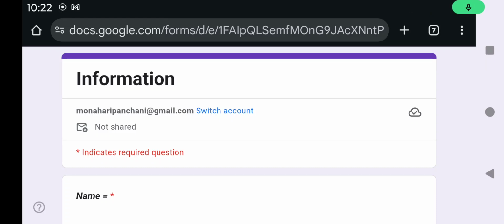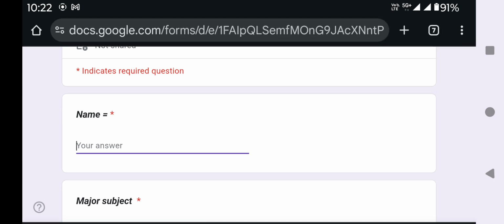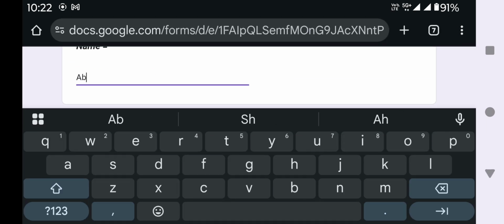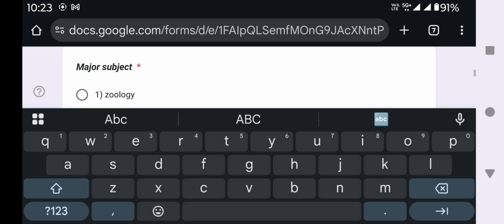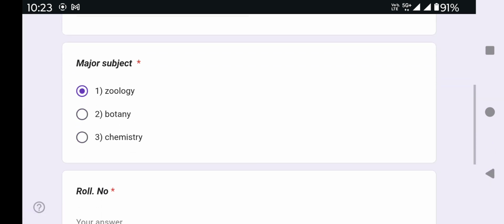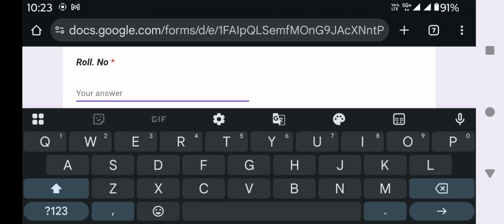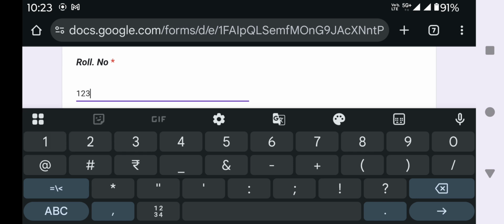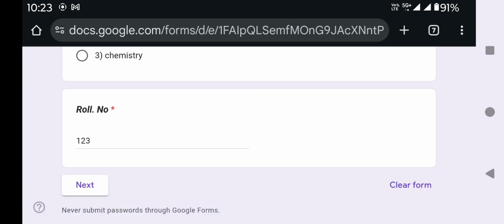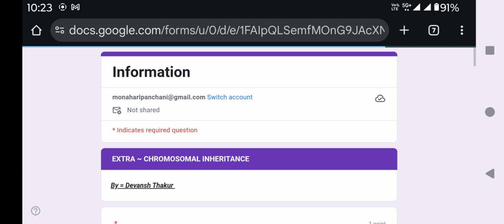This is a new Google form prepared by one of the students. First of all, you have to write your name, like ABC, then your major subject, like my subject is zoology, then roll number, suppose my roll number is 123, and then next. Come to the next. So next, the topic is extra chromosomal inheritance, prepared by Devansh Thakur.